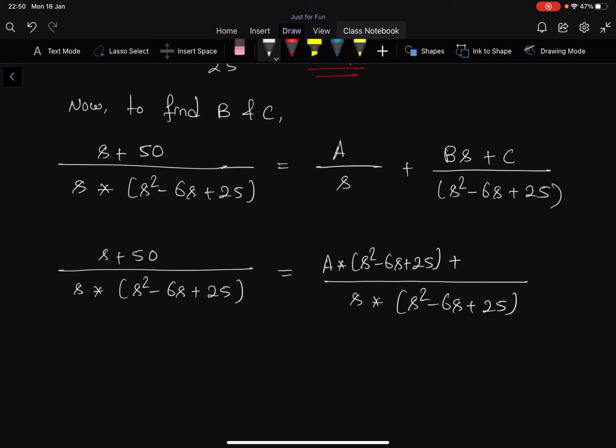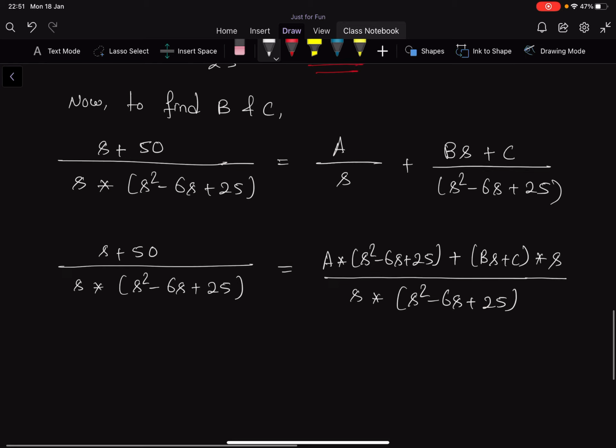Okay, plus we have this bs plus c on this side, but we don't have s here because we already have s square minus 6s plus 25 in that fraction. What is not there is s. So this is the easiest way to combine two different fractions into one fraction. Okay, remember this technique is very handy.